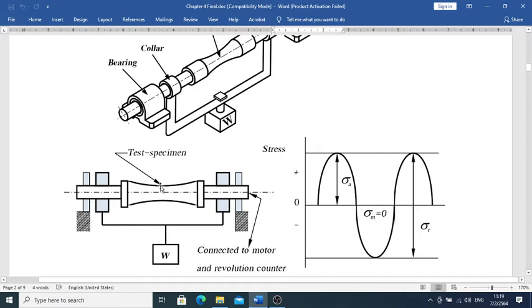The top surface is going to be down under, so it's going to switch back and forth. So the stress is going to switch automatically from positive to negative. This kind of thing is what we call reverse stress. It's going to be pulled up and down, things like that.